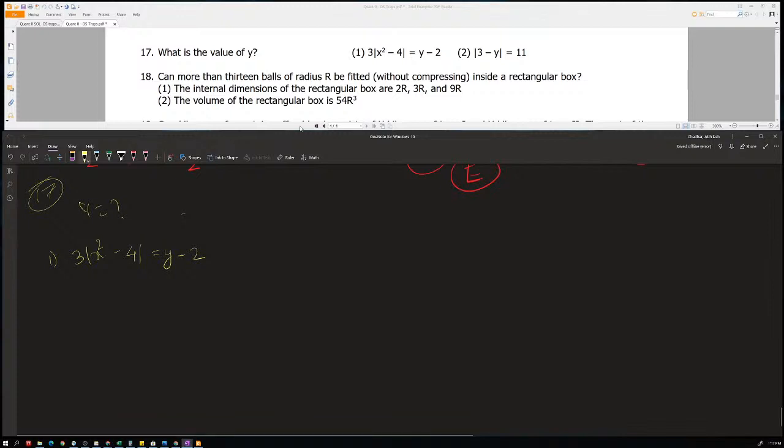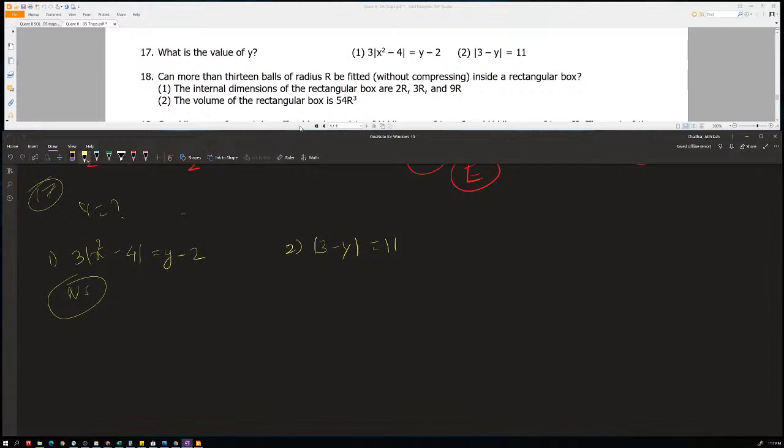In this condition, whether x is positive or x is negative, x squared will always be the same. So we don't care about that. We have two variables and we cannot solve basically, so this is not sufficient because we cannot get a value. We might get a yes or no answer, but this is not sufficient. The second condition given is mod of 3 minus y is equal to 11. This is a condition where y can be found.